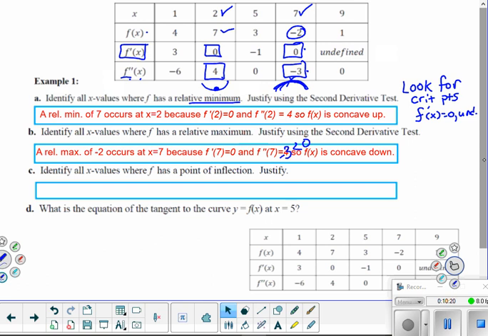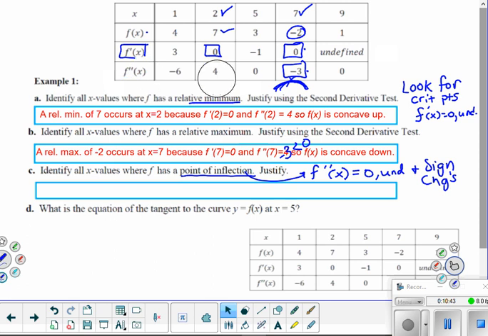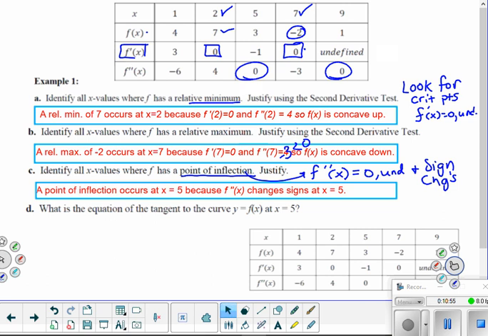Letter C says, identify all x values where there is a point of inflection. Point of inflection, in our brain, you should be connecting that with double prime. I need f double prime of x equaling 0 or undefined. And we need sign change, don't we? The sign changes of f double prime. Do you see that happening? Well, now I'm going to focus in on my second derivative. Here's a 0. Here's a 0. And then I can identify sign changes on each side of it. A point of inflection occurs at 5 because f double prime changes sign at x equals 5.